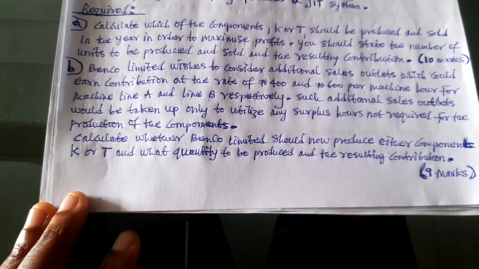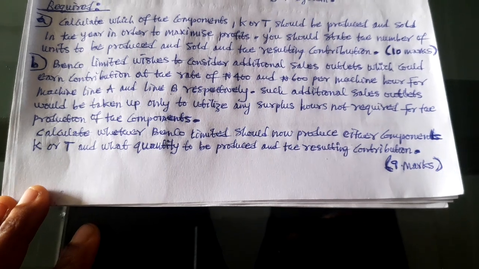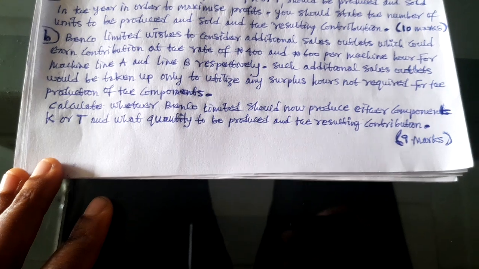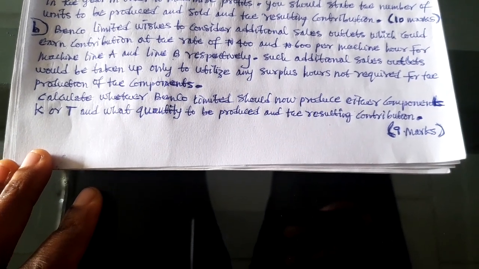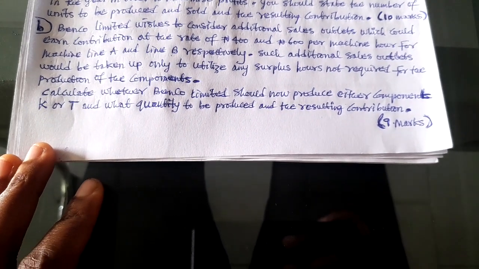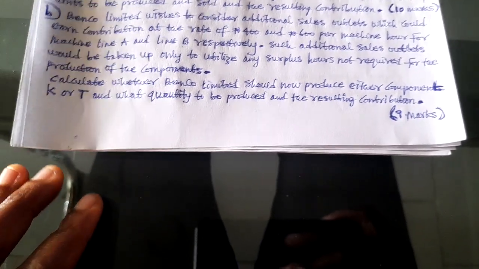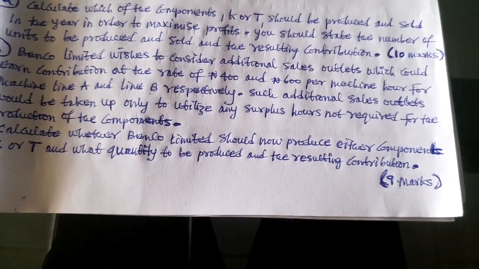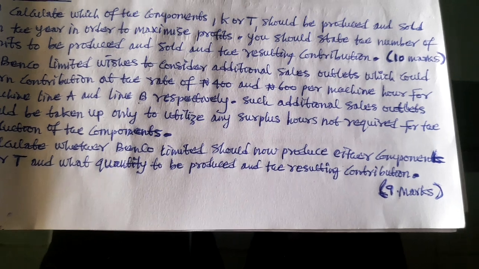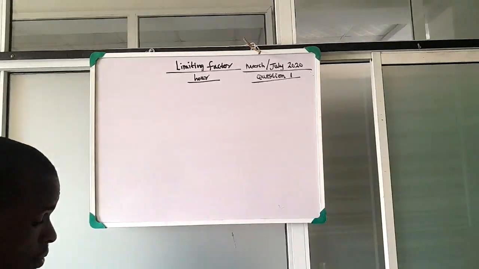B. Benko Limited wishes to consider additional sales outlets which could earn contribution at the rate of 400 naira and 600 naira per machine hour for machine line A and line B respectively. Such additional sales outlets would be taken up only to utilize any surplus hours not required for the production of the components. Calculate whether Benko Limited should now produce either component, K or T, and what quantity to be produced and the resulting contribution. Okay, we'll now take the solutions to the question.